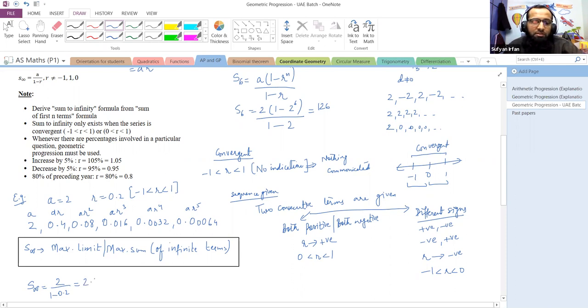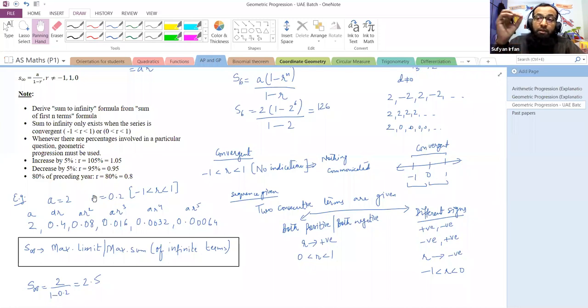Now, what does this mean? This means that this convergent geometric progression is such that even if we add 10,000 terms of this sequence, we'll never get a sum beyond 2.5. The sum that we get will always be lesser than 2.5. It will never be 2.5 or greater than that. Sum to infinity is a limit that can never be achieved, that can never be reached.